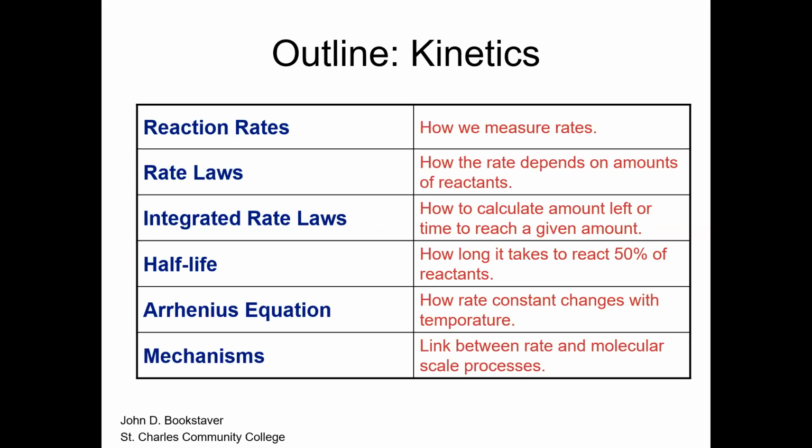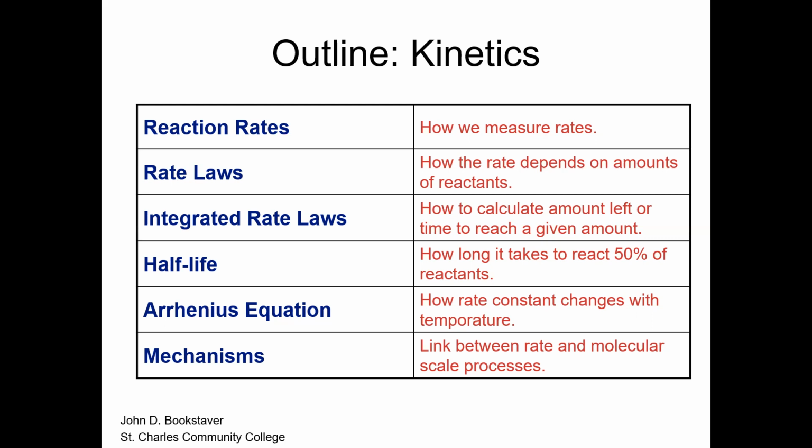Then the next one is rate law. When you say rate law, it means how the rate depends on the amount of the reactant. Assuming you have 2 or 3 reactants, does the reaction depend on the amount of all the reactants, or on 1 or 2? And if the reaction depends on all, which one does it depend on more?